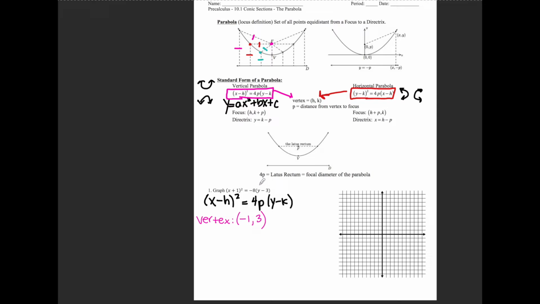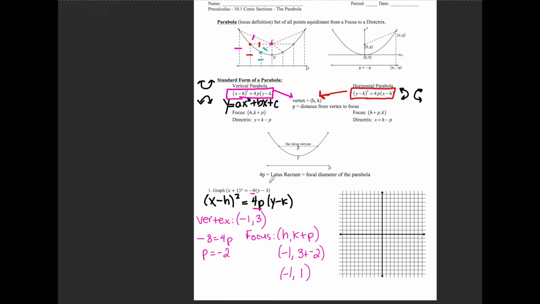Next, I'm going to want to figure out my p value. In my equation, the negative 8 matches up with 4p, which means I can say that negative 8 is equal to 4p, and I can solve for p by dividing by 4, and I get negative 2. Once I have p, that will allow me to find the focus and the directrix. I'm going to start with the focus. For the focus, my formula is (h, k plus p). So h we just figured out was negative 1, k was 3, and I'm going to add p, so I add a negative 2. That means my focus is (negative 1, 3 plus a negative 2, which is a positive 1).